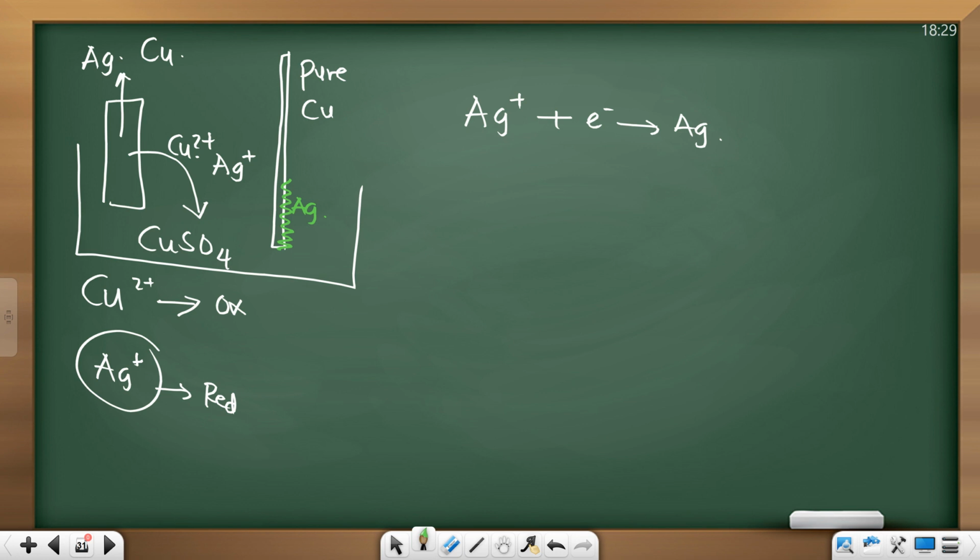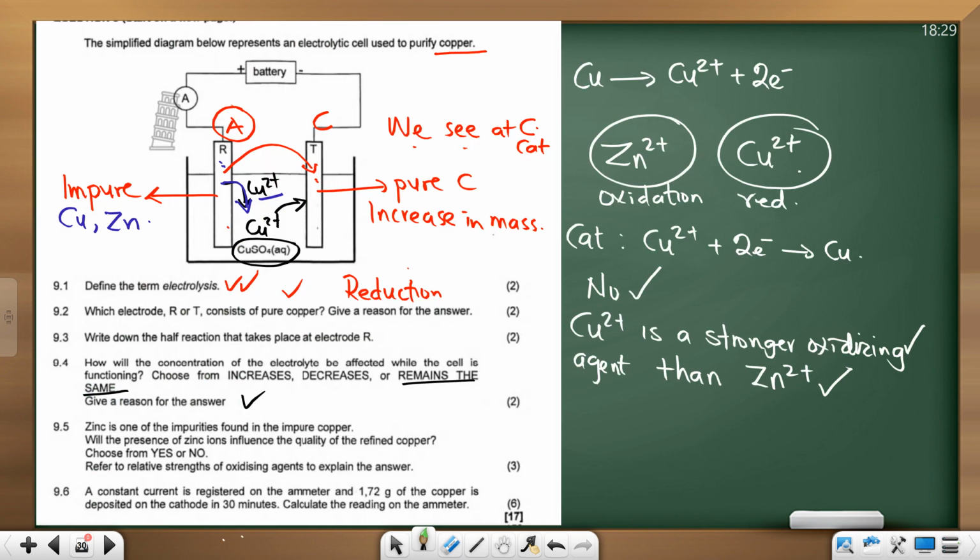First one you find. This one is not. If they had said silver, my answer would have been what? No. But will the presence of zinc ion influence the quality? Yes. What would be the reason? Instead of Cu2+ being reduced, which one will be reduced? Ag+ ions. Why? Silver ions are stronger oxidizing agents than Cu2+. One mark for yes, one mark for the stronger, and one mark for the than. It makes sense, guys. Are we okay? So it's all about your reactions, and we're done.